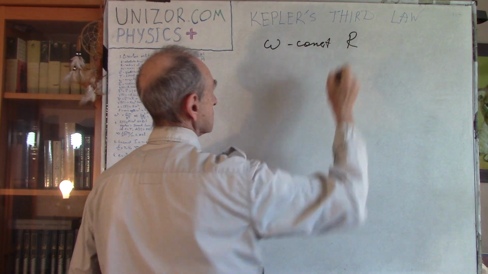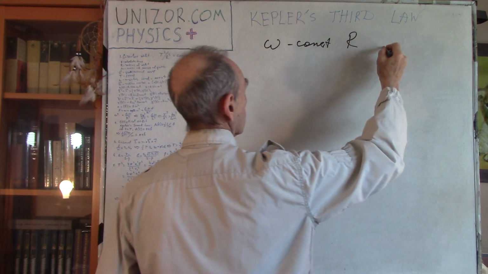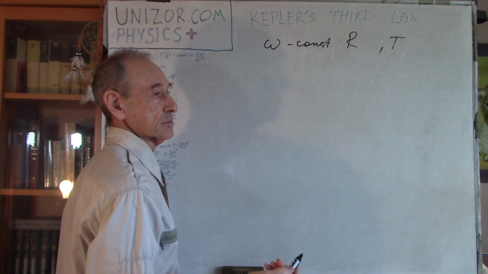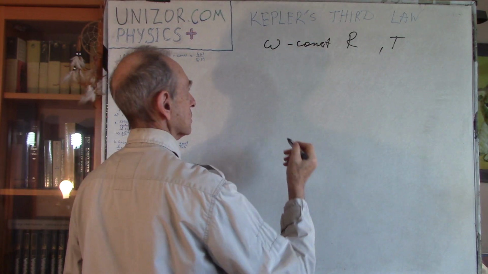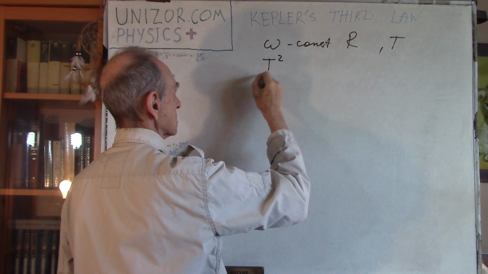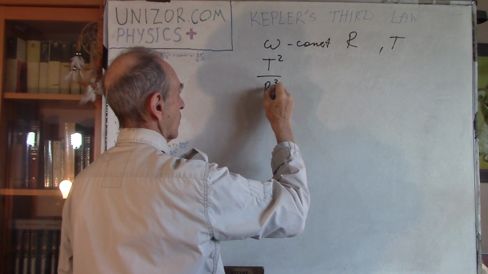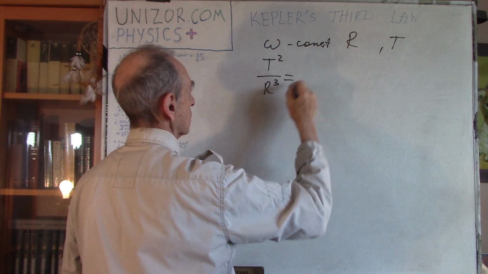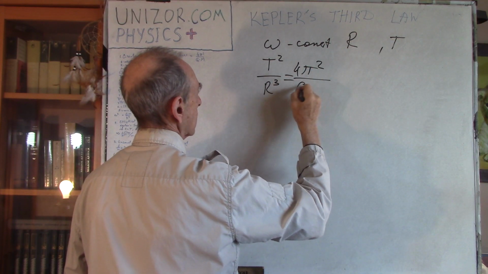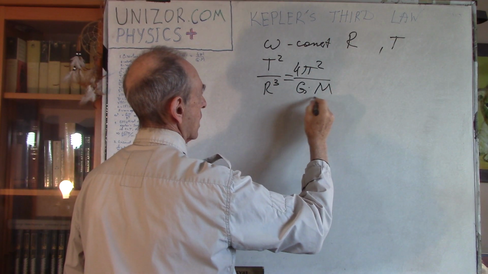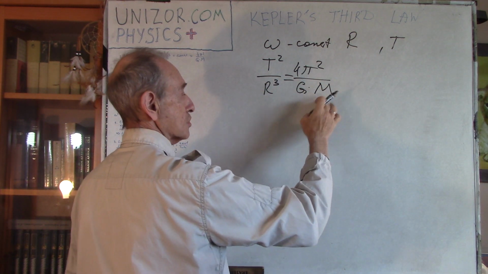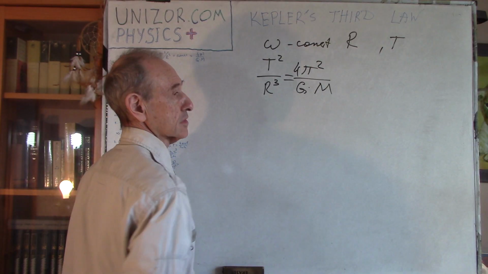And you have the radius of the orbit R. Now you also have T, capital T, the period, so it's one circle around. The third Kepler's law in this particular case says T squared divided by R cubed is equal to 4π squared divided by G times M, where M is the mass of the Sun, or any central source of gravitation which is fixed in space, and G is the gravitational constant.